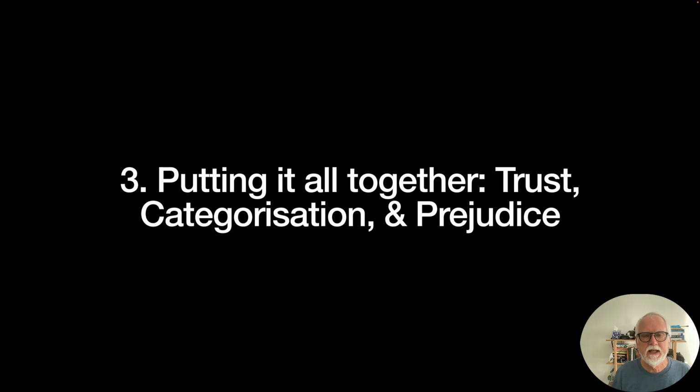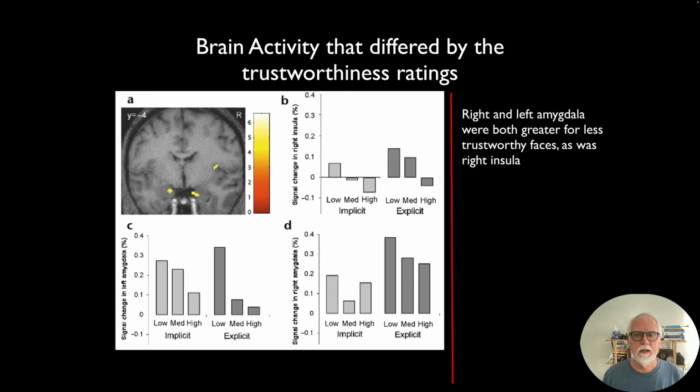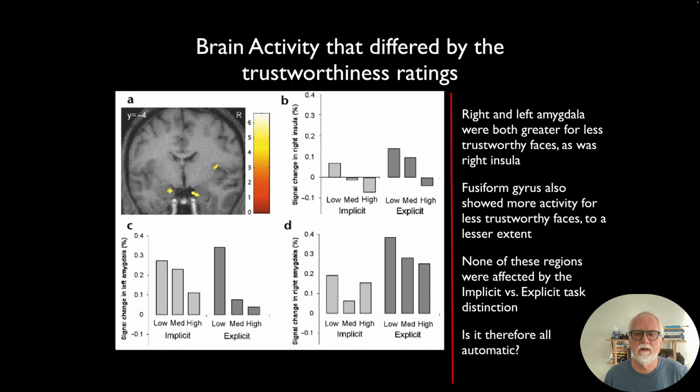Now, I want to go ahead and put together stuff from the previous lecture with the things that we've been talking about this lecture. And I'm going to do it by talking about trustworthiness, social categorization, and prejudice all at once, all right? So you remember that one of the things we talked about last time was how brain activity differed by trustworthiness ratings, right? So we saw in this particular study that amygdala activation was higher for low trustworthy faces, and for high trustworthy faces, there was hardly any amygdala or right insula activity, right? And so right and left amygdala were both greater for less trustworthy faces, and fusiform gyrus showed more activity for less trustworthy, and none of these regions were affected by the implicit versus the explicit task, correct?